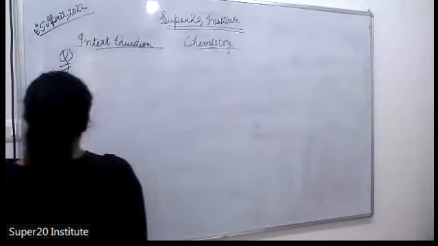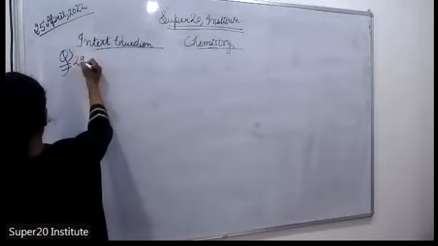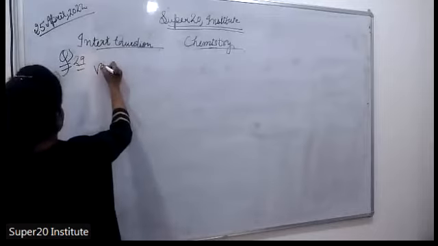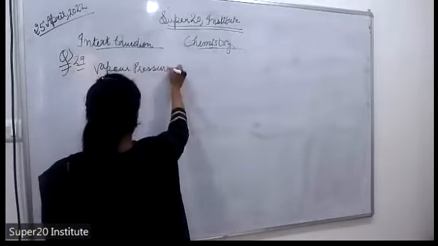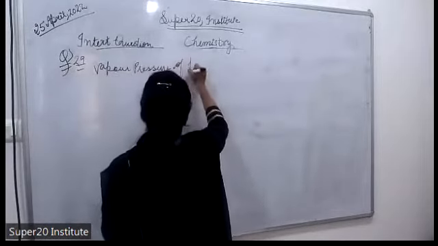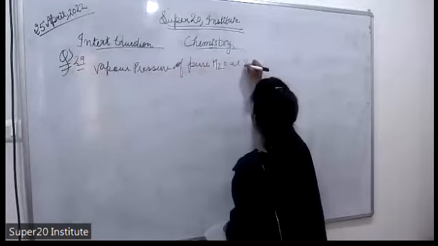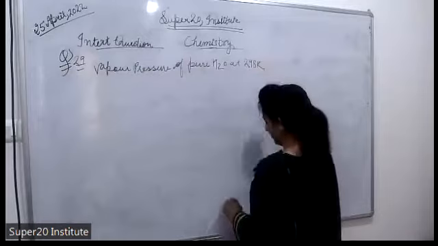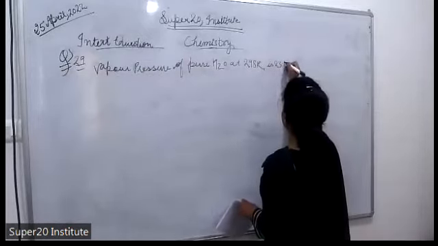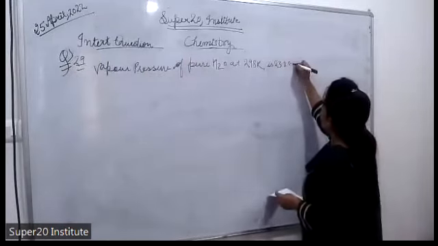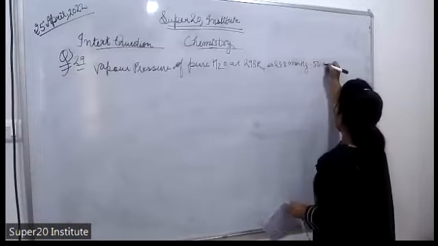Now the next question will be, this is question number 2.9. The question is: vapor pressure of pure water at 298 Kelvin is 23.8 mercury column. Okay, 50 gram of urea.